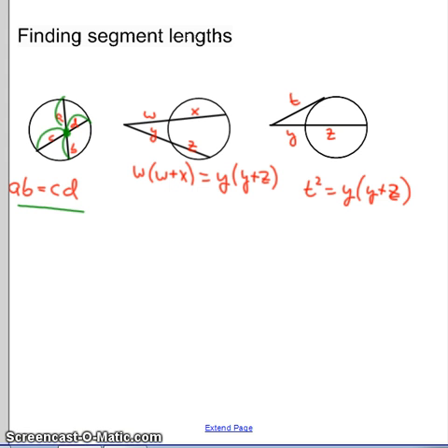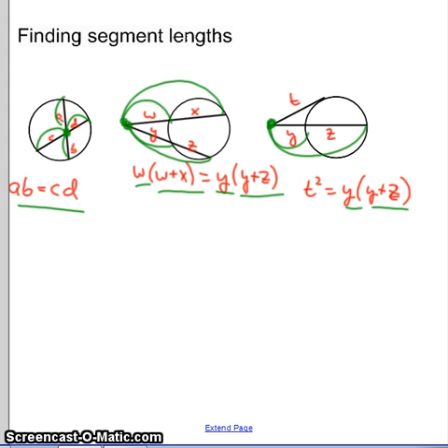It's a little bit harder to get when you're looking at the intersection outside the circle. The way that I try to remember it is that it's the outside part times the whole length. So it's going to be W times W plus X is equal to the outside part times the whole length. So it's going to be Y times Y plus Z. The same thing occurs in this example. The intersection starts outside the circle. So it's going to be Y times Y plus Z. That's right here, Y times Y plus Z.